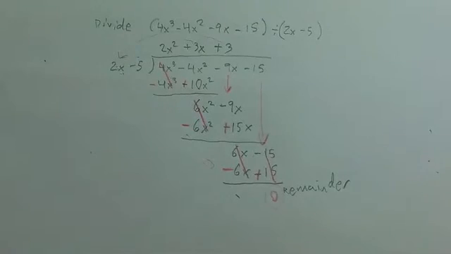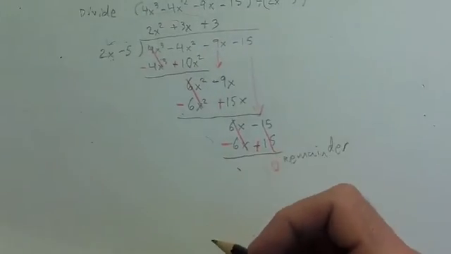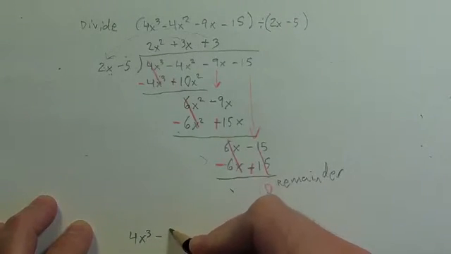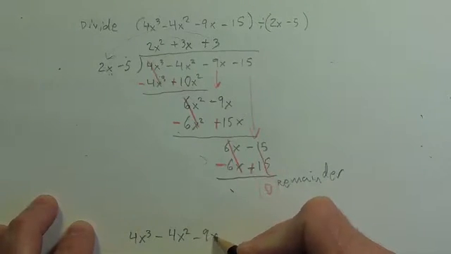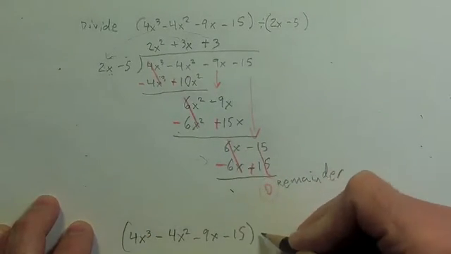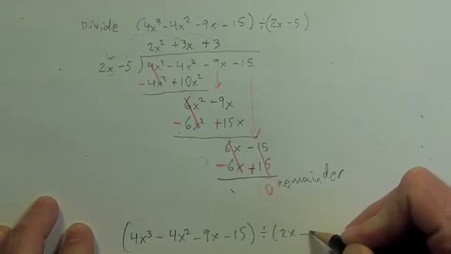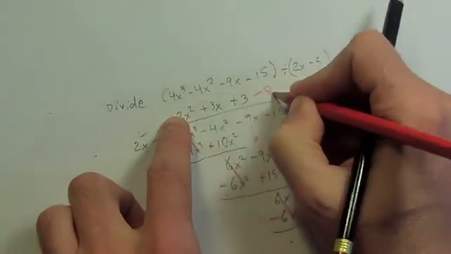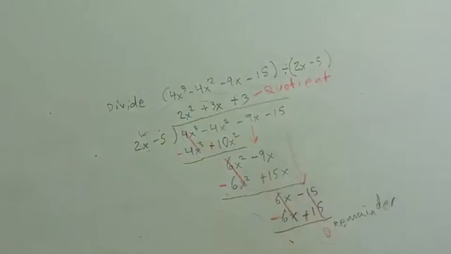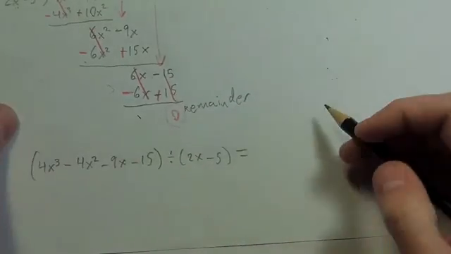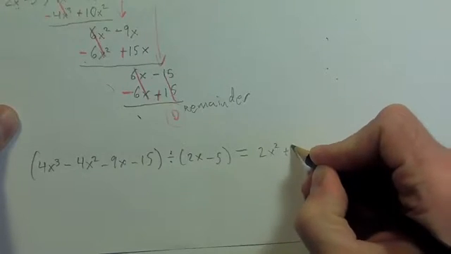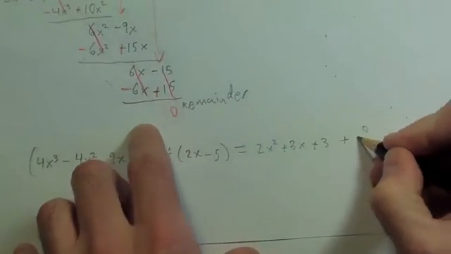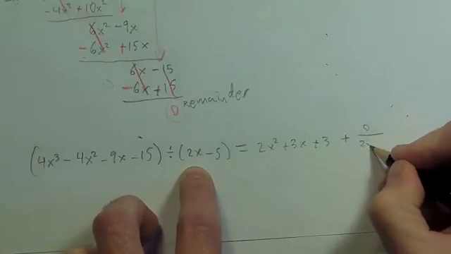Okay, so what this means is that if I take 4x cubed minus 4x squared minus 9x minus 15, and I divide it by 2x minus 5, well, we always get the quotient. So here's the quotient, which was 2x squared plus 3x plus 3, then plus 0 over the divisor 2x minus 5.